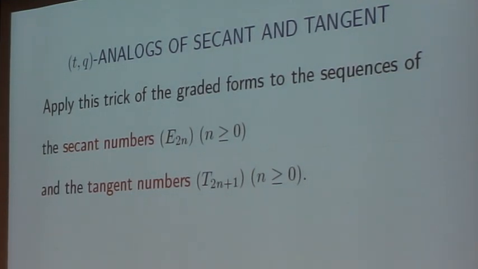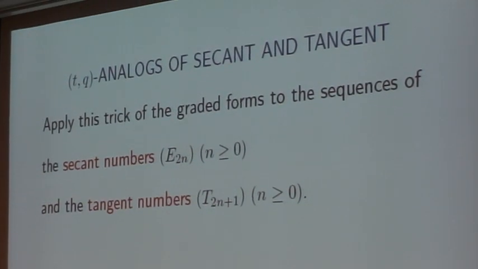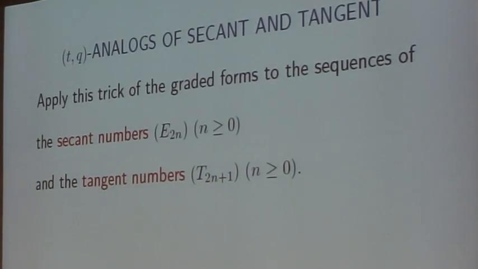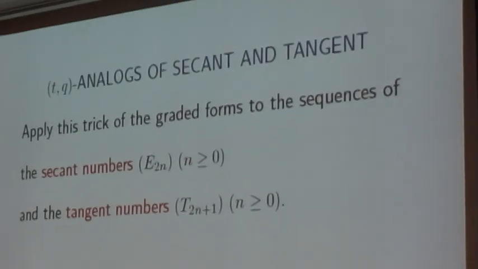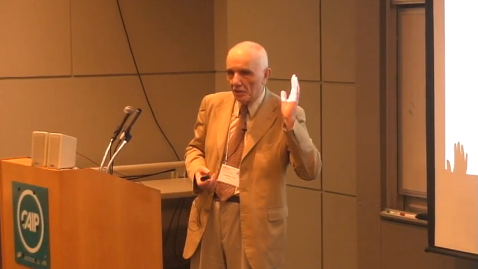So we have to apply this now. The next step is to apply this to the sequence of secant numbers, the A sub n, called Euler numbers. But there are so many kinds of Euler numbers. Those are the secant numbers and the tangent numbers.